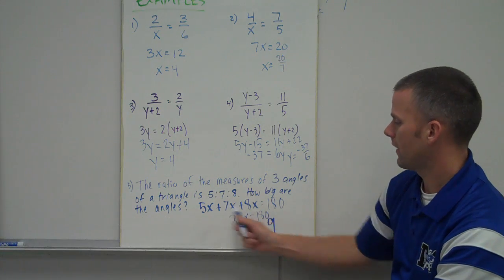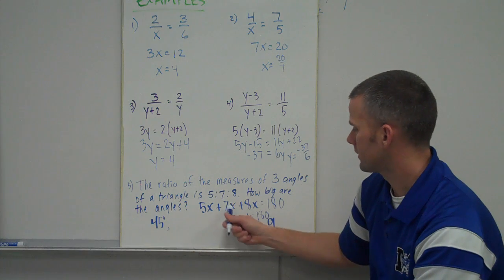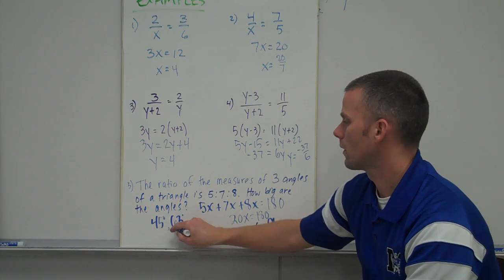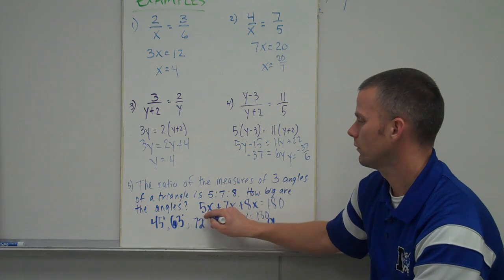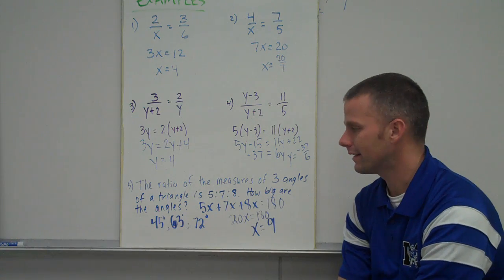So now if I take 5 times 9, I know that one angle is 45 degrees. I know that 7 times 9, another angle is 63 degrees. And I know that my last angle, 72 degrees. If you take all 3 of those angles, add them up, you should get 180.